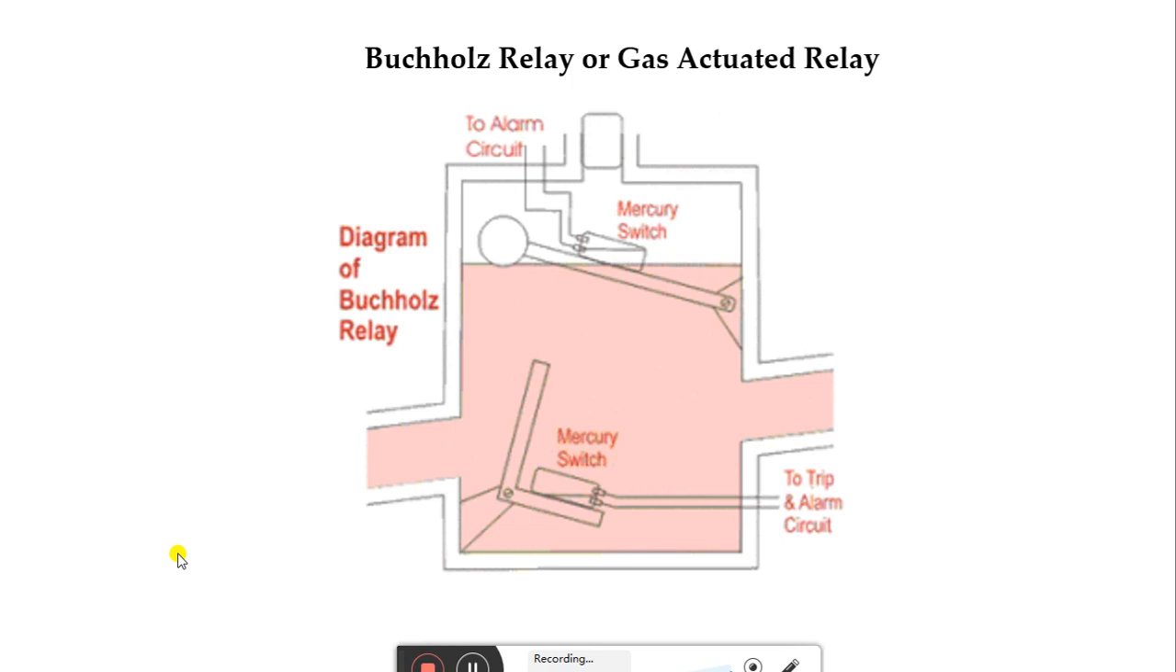So dear students, today in this lecture we will study the Buchholz relay, or it is also called the gas actuated relay. It is a very familiar relay. I think everybody will be knowing where it is used or what the application of the Buchholz relay is.